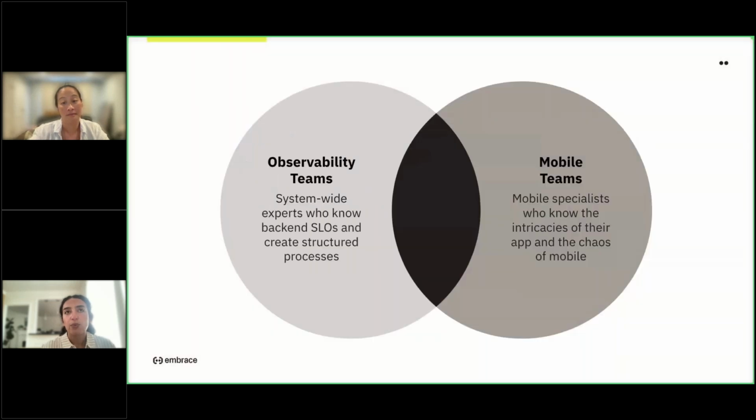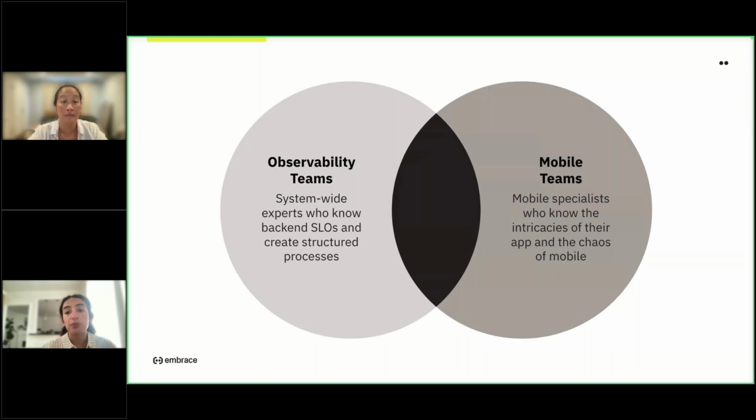So when we think about mobile observability, just to take it a little bit higher level and where mobile SLOs specifically fit into it, we often see that organizations struggle because there are typically two distinct teams with distinct areas of expertise. On the one hand, we have observability and DevOps teams, and they're really system-wide experts. They know how to build a process that's structured and focused on measuring and identifying issues really early before they become big incidents, right? So in other words, they are the ones who traditionally handle typical SLOs.